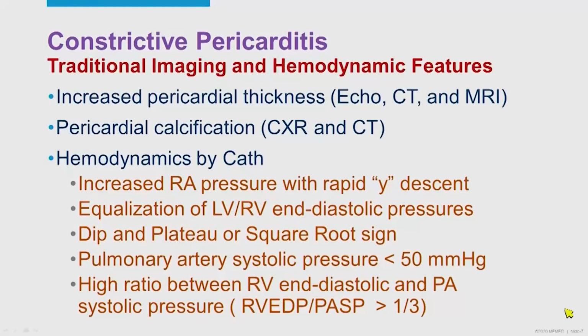So traditional imaging and hemodynamic features are listed here. Pericardial thickness is increased, and a subset of patients has pericardial calcification. You can tell on chest X-ray or CT. And also there are gold standard hemodynamic criteria by cardiac catheterization, as I listed here, and I'll go over that individually.